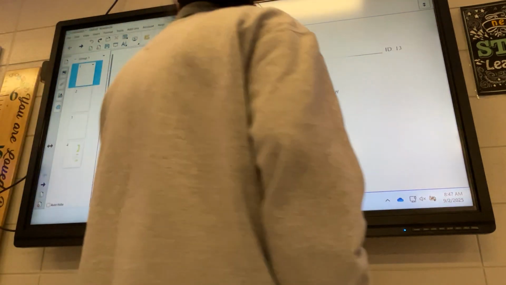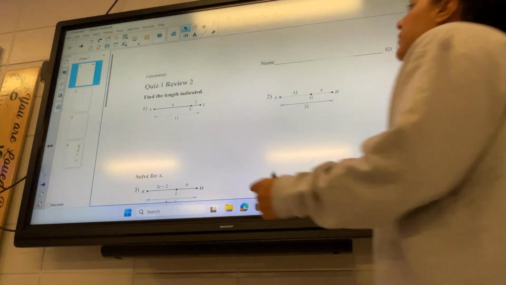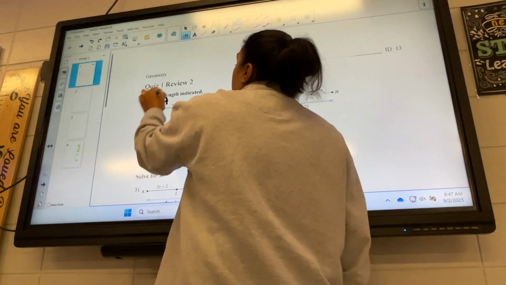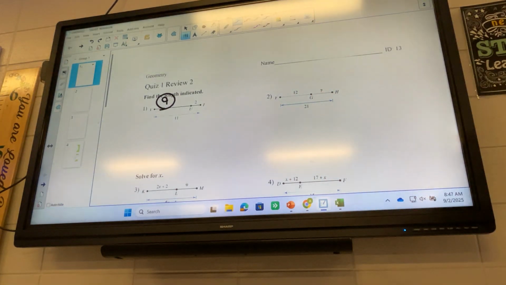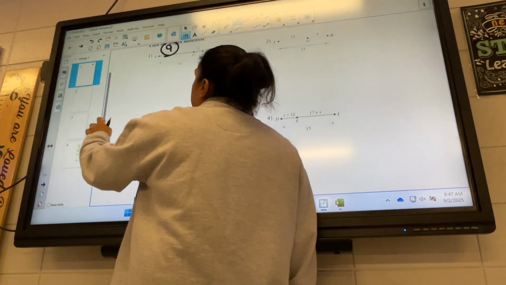Look at number 1. If the big one's 11 and one of the small ones is 2, how do I figure out the other one? Subtract it. So 11 minus 2 is 9. Okay, for number 3, you're going to take the two small ones and add them together.